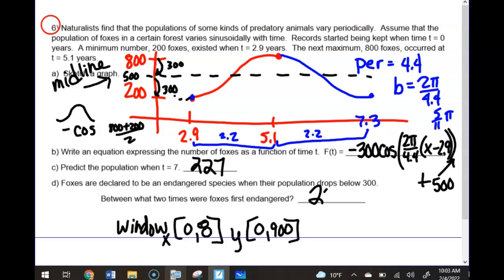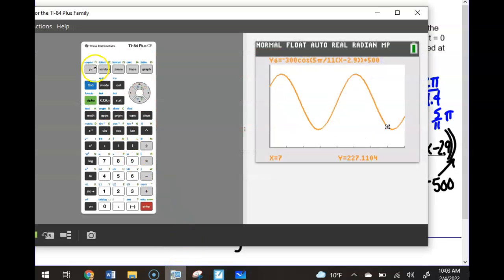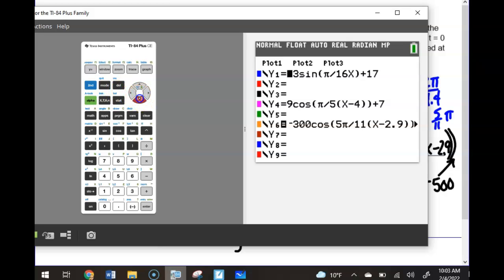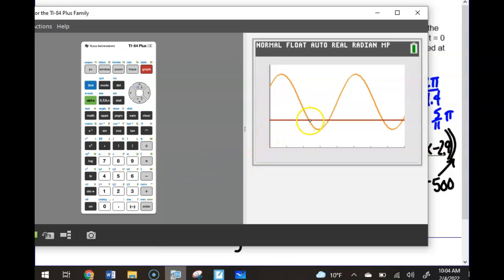Okay, I like this next question, but I wouldn't put it on the quiz necessarily. They were declared an endangered species when they dropped below 300. Between what 2 times were they first endangered? Can anybody remember how we might do that? Yeah, put in a line at, what did they say, 300? So somewhere put in a y equals 300.